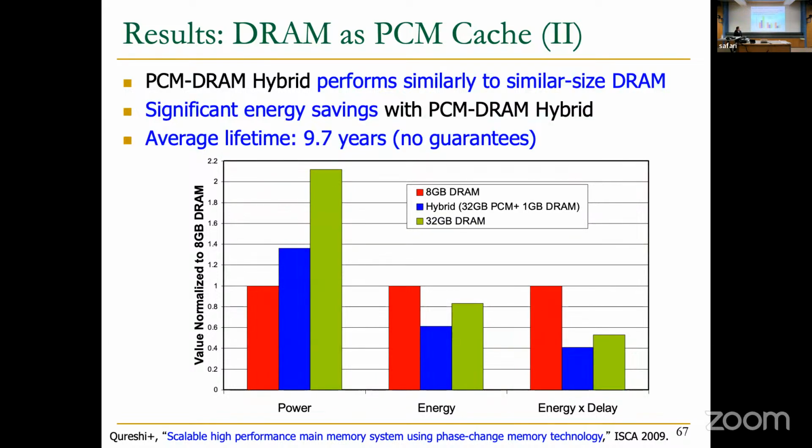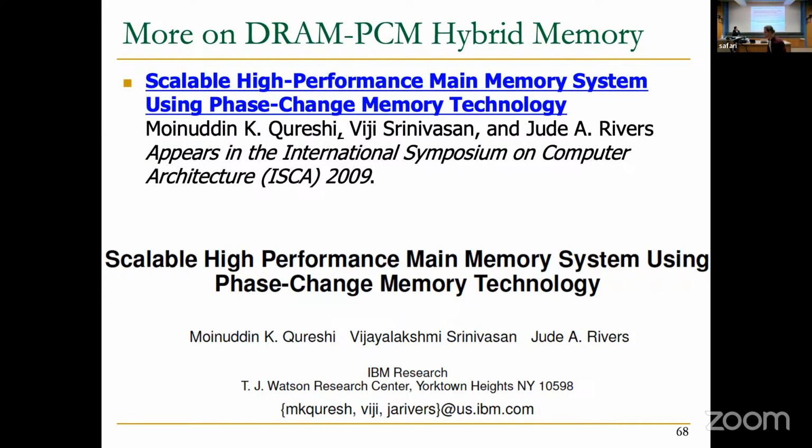So here's the result of the PCM and DRAM hybrid: performance similar to a DRAM of similar size, and significant energy savings with the PCM and DRAM hybrid. And the average lifetime can be very long, nearly 10 years, which is very good. As you can see here, the hybrid memory compared to small pure DRAM and large pure DRAM can achieve a good trade-off between these two. There are more details in the paper listed here, and if you want to know more, you can have a look at this paper.